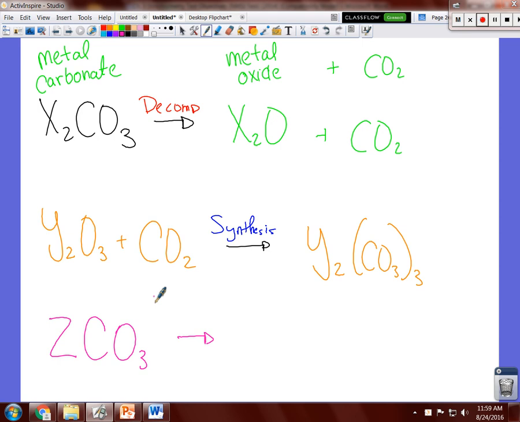Recognizing that, hey, that's a metal carbonate, and that's a metal carbonate. What happens as it decomposes? What would its products be?